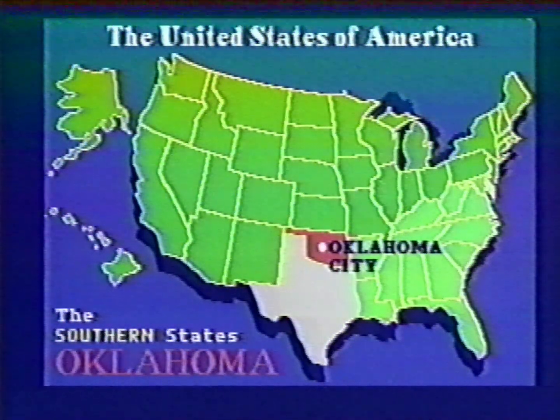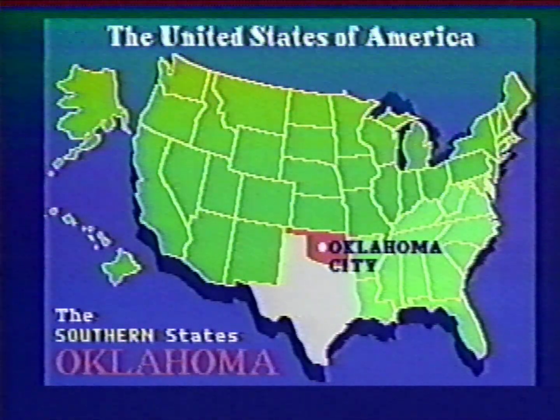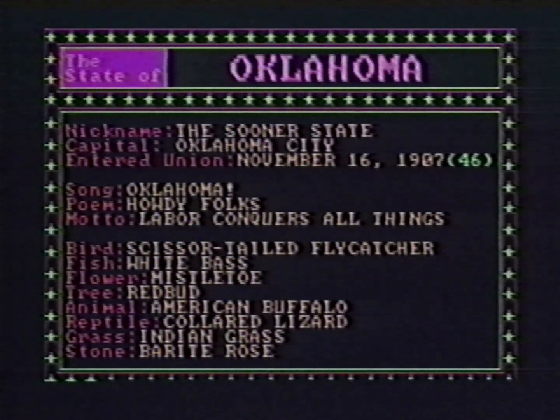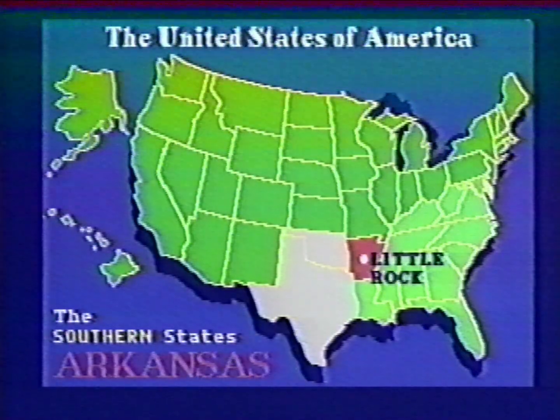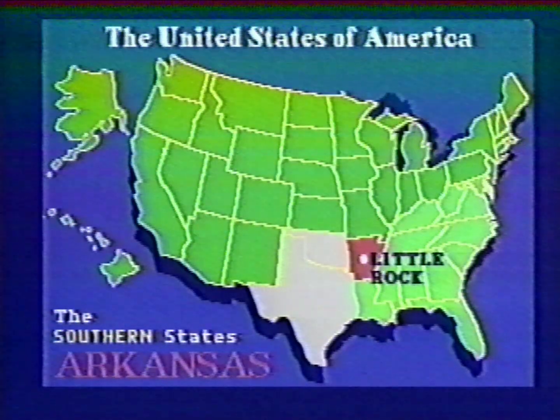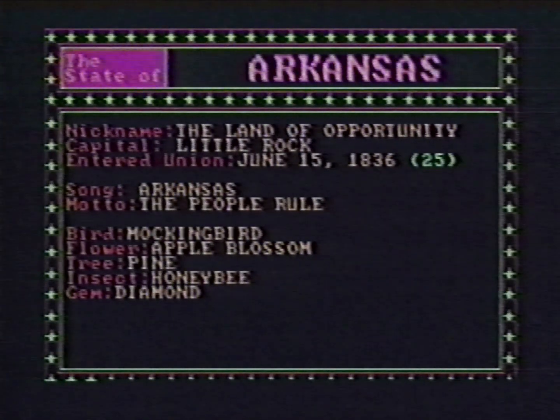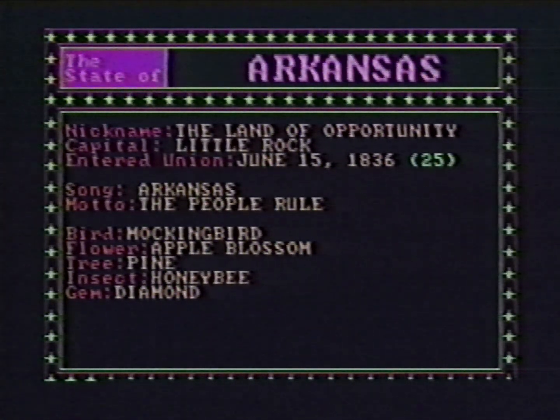The capital of Oklahoma is Oklahoma City. Oklahoma derived its name from the Choctaw Indian word Oklahoma, meaning land of the red people. The capital of Arkansas is Little Rock. The name Arkansas is a French derivation of a name given to the Quapaw Indians by other tribes.